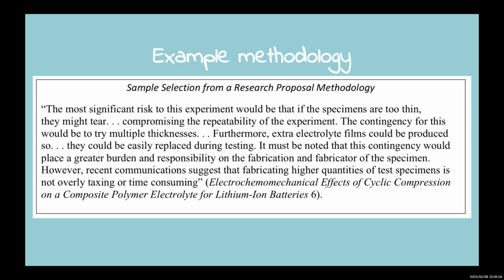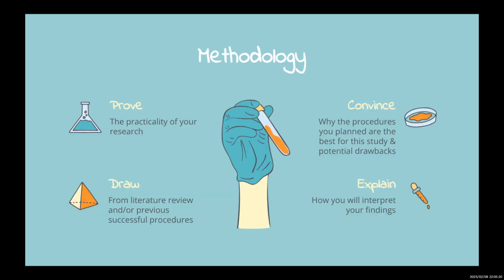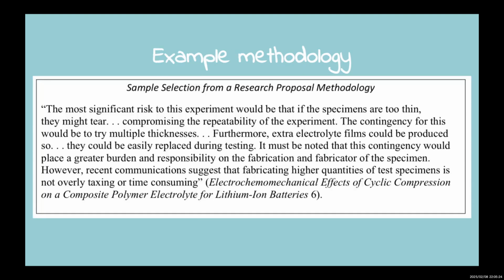They said a contingency for this will be to try multiple thicknesses, and you can see they're using this recognition of a potential drawback to explain why the method that they chose was the best for their study. So you can see that they're doing the convince part that we talked about here. So that is an example that you can reference when you write your methodology section.